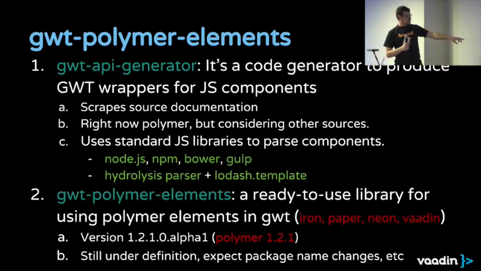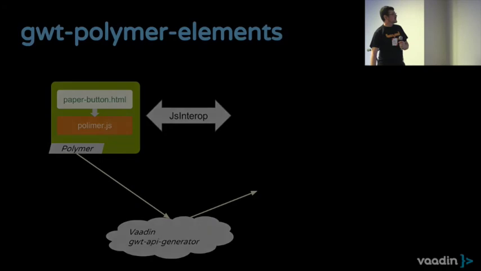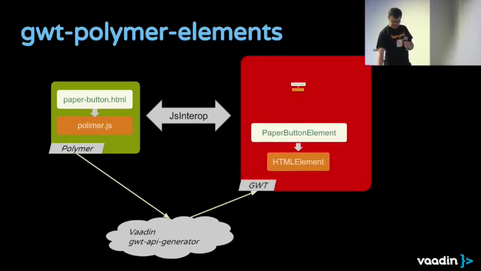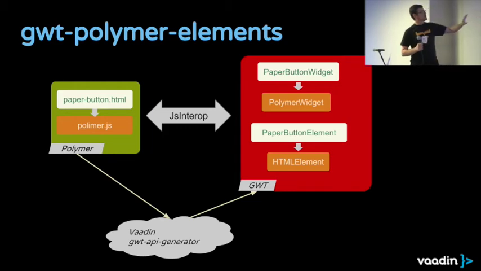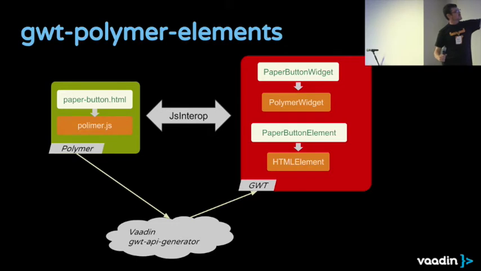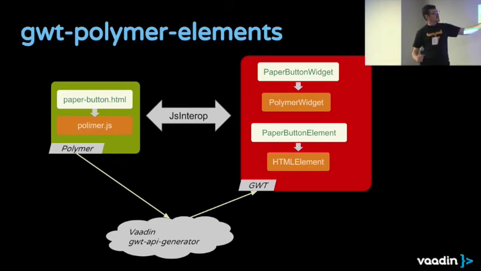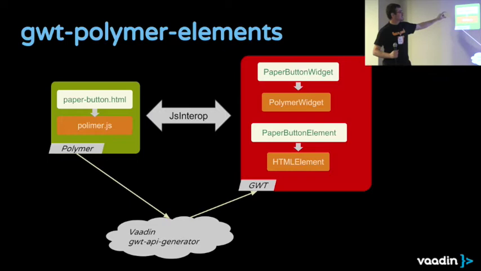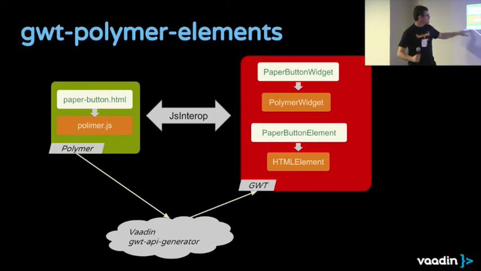We have released just yesterday 1.2.1 alpha 1 using Polymer 1.2.1, which was released last week or 2 weeks ago. So this is basically how GWT Polymer elements is. We have all the widgets for all the components. Also, we have all the element implementations for all the components in the Polymer collection. Then we use JS Interop for interacting with native JavaScript. So Polymer JS and each component has its own HTML file, and everything happens because of the GWT API generator. So we parse Polymer and generate GWT.